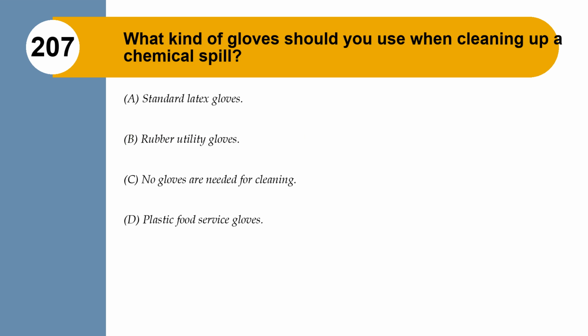Question 207. What kind of gloves should you use when cleaning up a chemical spill? Option A, standard latex gloves. Option B, rubber utility gloves. Option C, no gloves are needed for cleaning. Option D, plastic food service gloves.